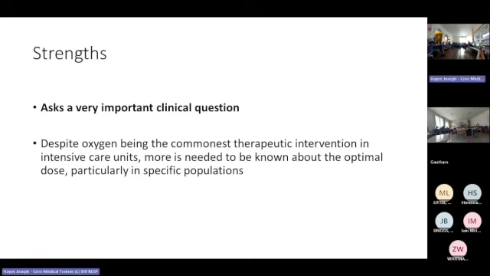I think the strengths of the trial were that it asked a very important clinical question. Despite oxygen being the commonest therapeutic intervention, more needs to be known about the optimal dose. Even if there was just a very small survival benefit, it would equate to a lot of patients because of how many patients receive oxygen in the intensive care unit. And there is a gap in the data about specific populations and what target oxygen saturations would be most beneficial for them.